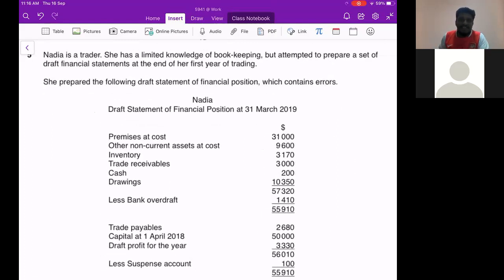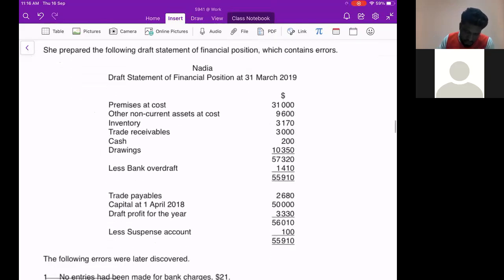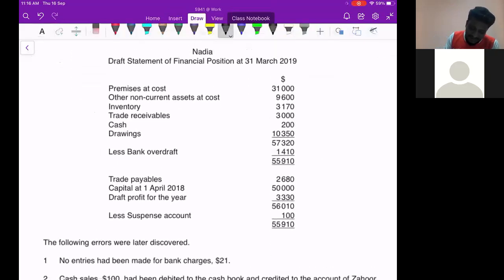Okay, Nadia is a trader. She has limited knowledge of bookkeeping, but attempts to prepare a set of draft financial statements at the end of the first year of trading. She prepared the following financial statement. Oh, okay, this is not even a proper financial statement. They don't have the NCA. They didn't put NCA, CA.